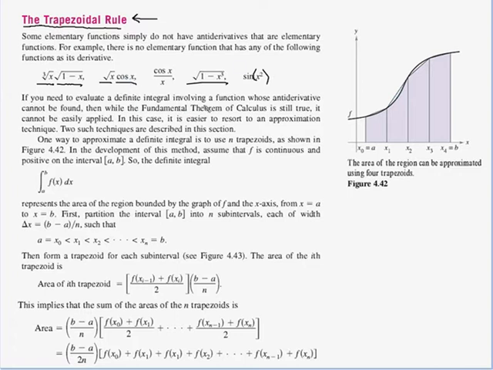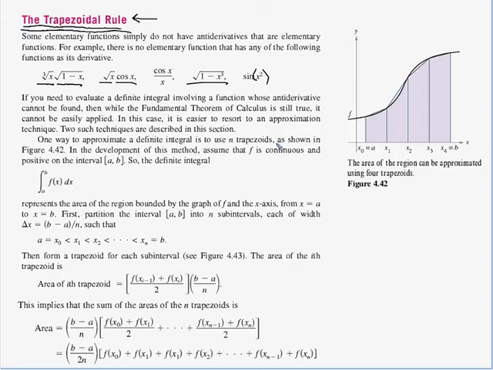So if you need to evaluate a definite integral involving a function whose antiderivative cannot be found, then while the fundamental theorem of calculus is still true, it cannot be easily applied. In this case, it's easier to resort to an approximation technique. Two of those techniques are described in this section. We're just going to talk about the trapezoid rule, not the Simpson rule.